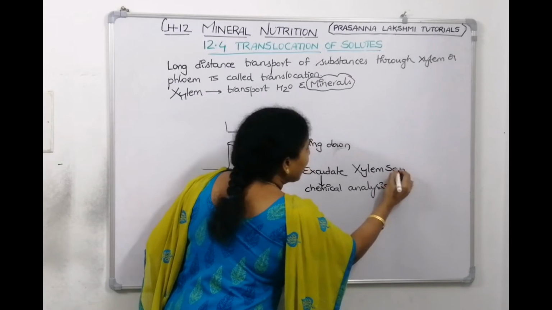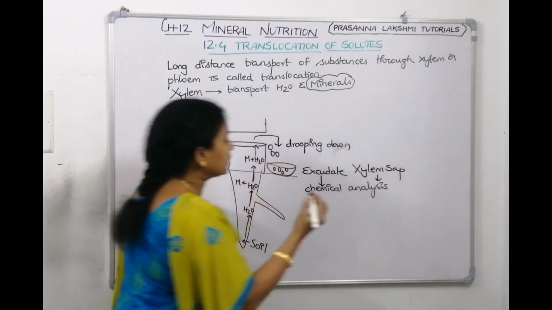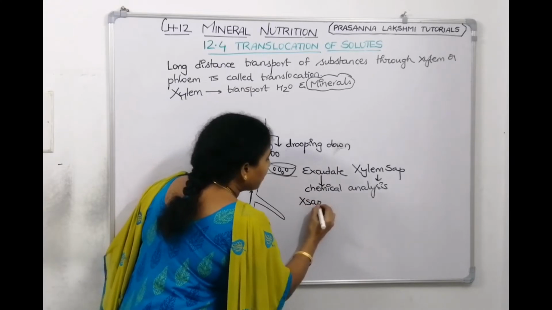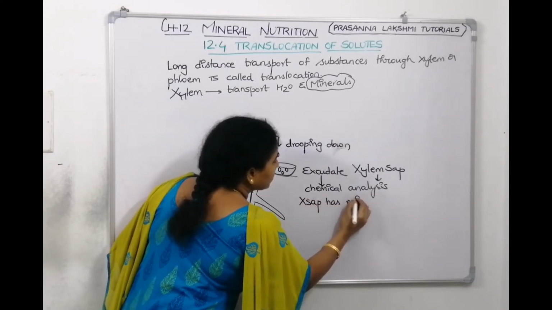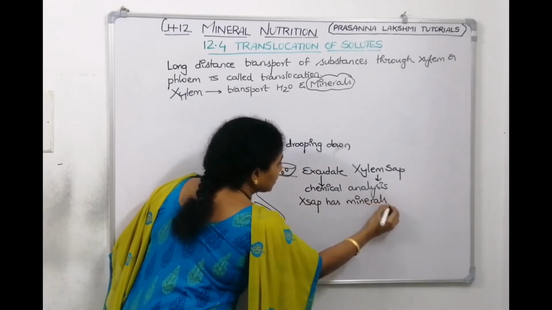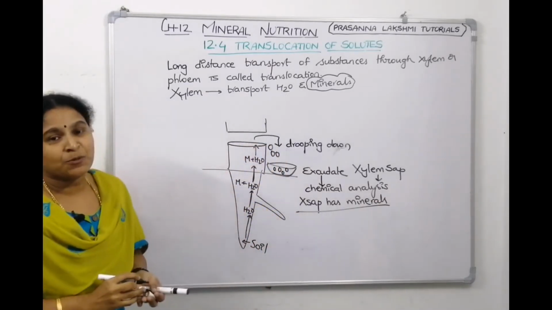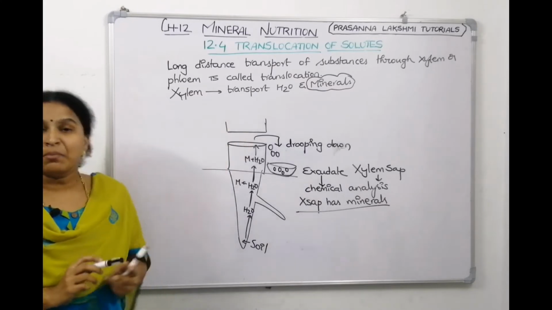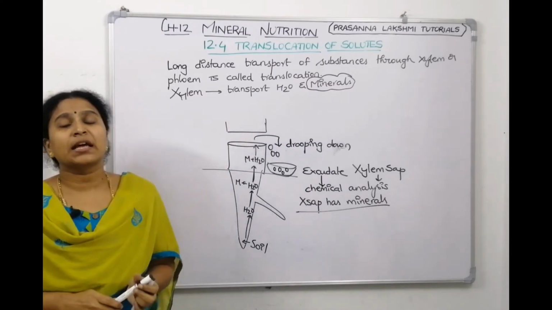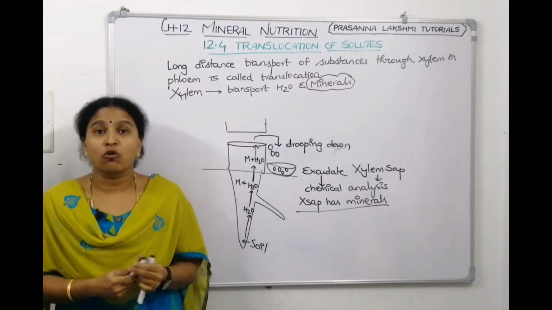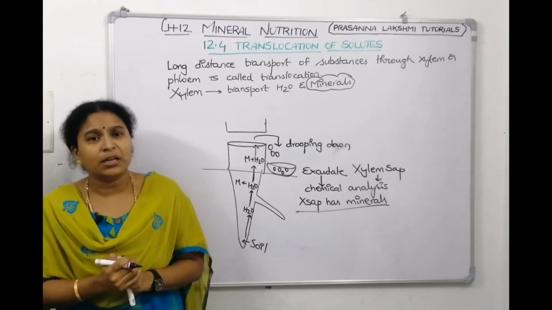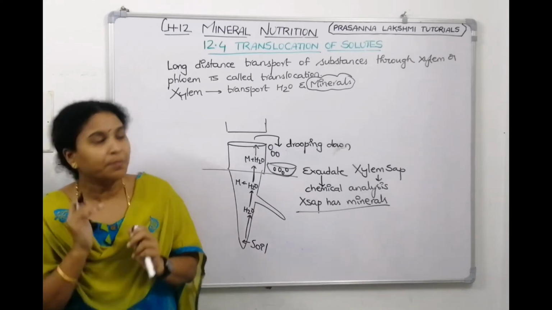This xylem sap, when you have done the chemical analysis, you came to know that this xylem sap has minerals. So this is one experiment. This is one evidence to tell that xylem is transporting minerals. And one more evidence is there. Use of radioisotopes. If we use radioisotopes for minerals, that is also supporting that xylem only will transport minerals.